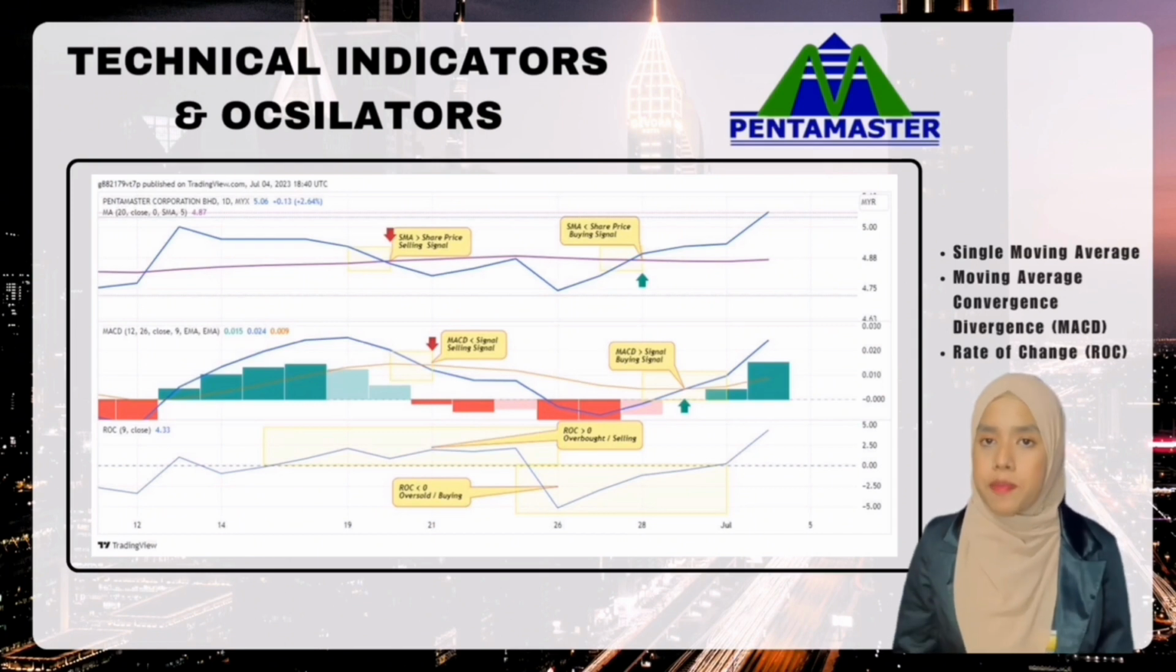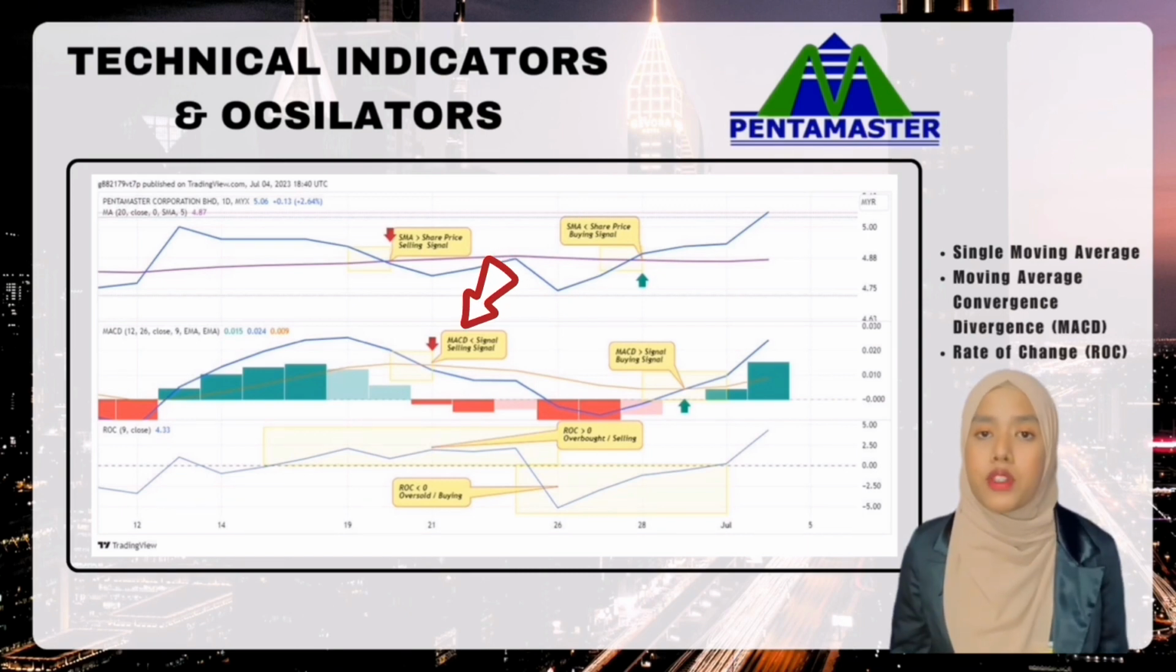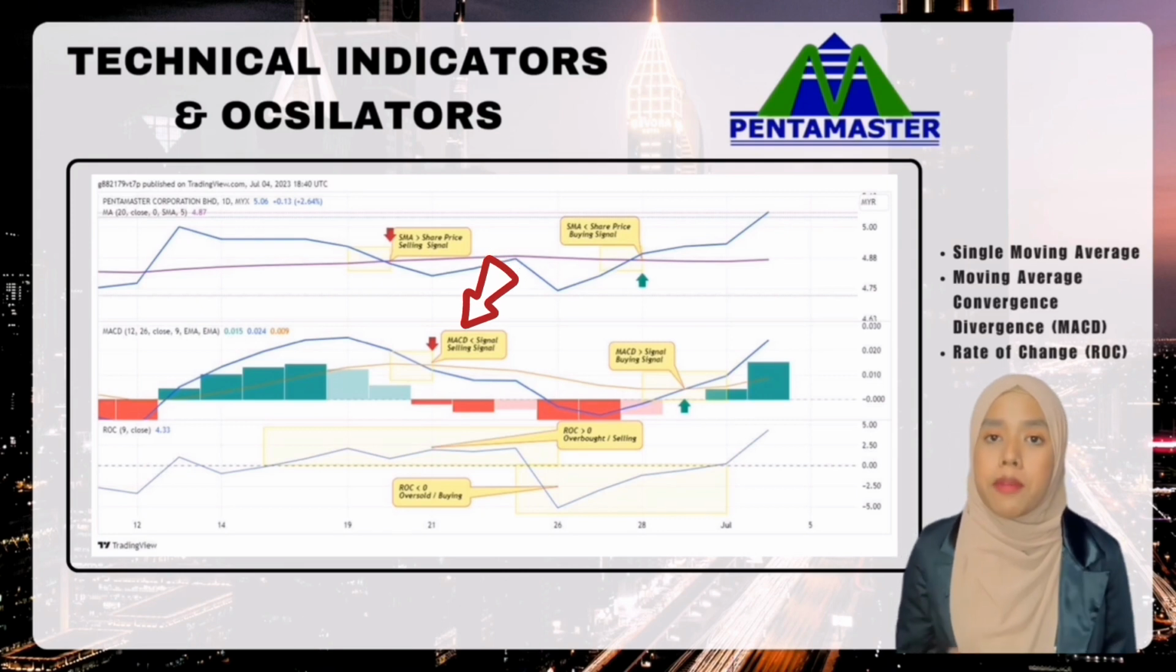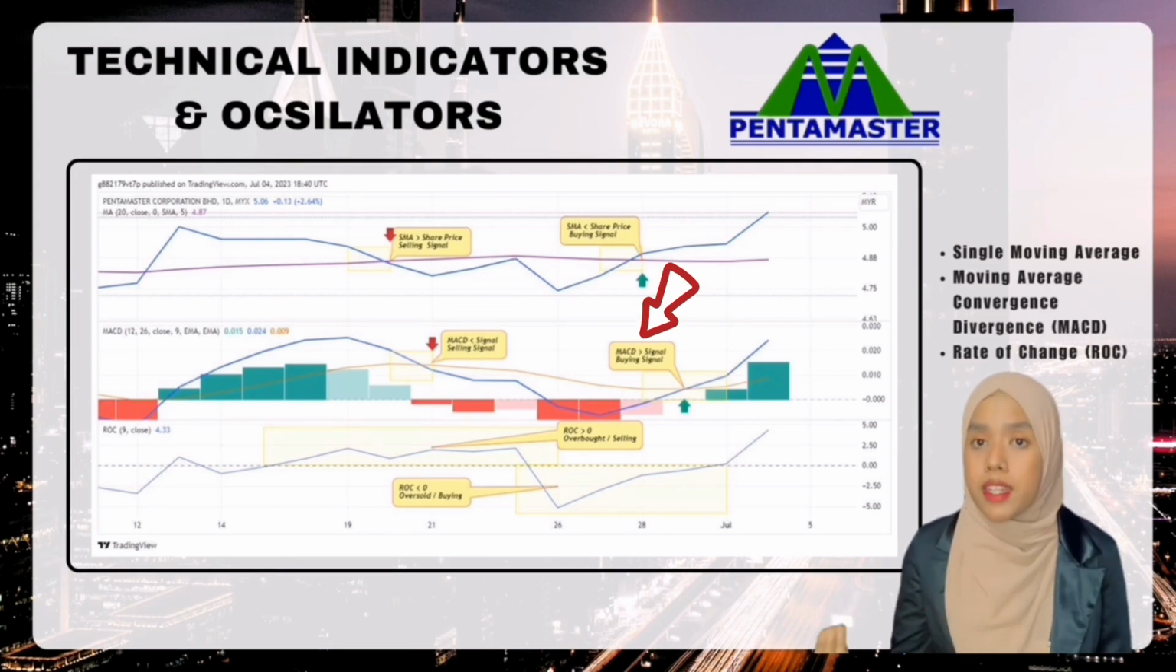Second indicator is MACD. There are two signals that occur in this MACD indicator. The first signal is a sell signal that shows on 21st June 2023. Generally, a sell signal can be found when the MACD crosses below the signal line. The second signal is a buy signal, which is on 23rd June 2023. It was a buy signal because the MACD crossed above the signal line.